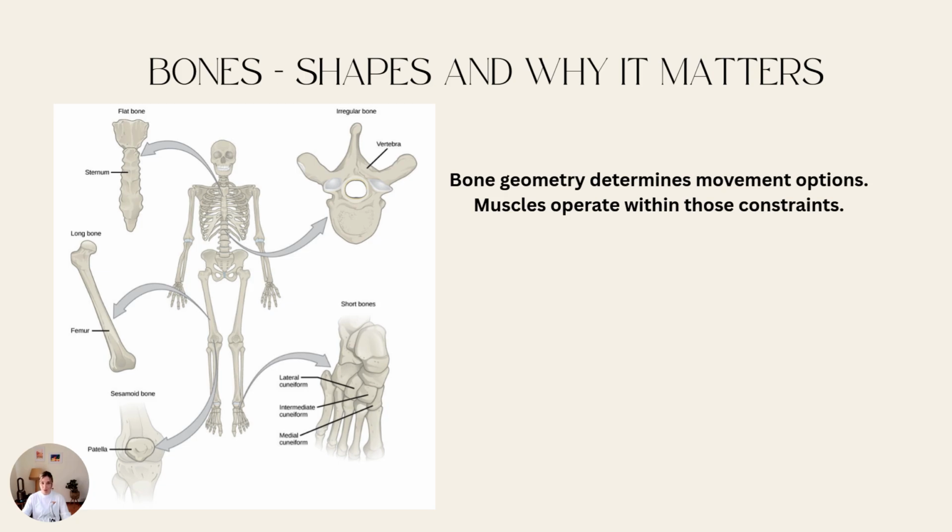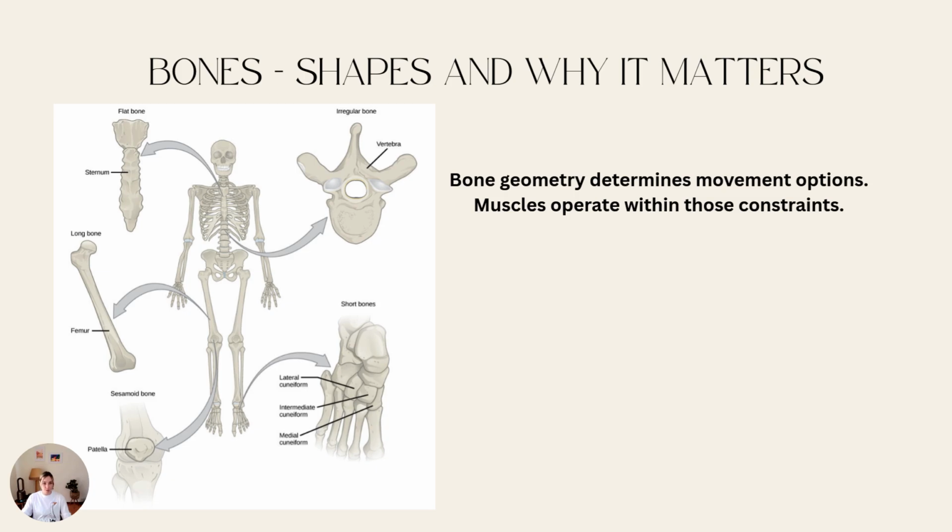Then we have irregular bones, and our vertebrae fall into that category, and they're shaped to protect neural structures, right? Your vertebral column is shaped specifically to protect the spinal cord. They also allow motion everywhere, right? So they can be irregular to promote motion one way or another way, or all around. So their shape resists certain forces while permitting other forces.